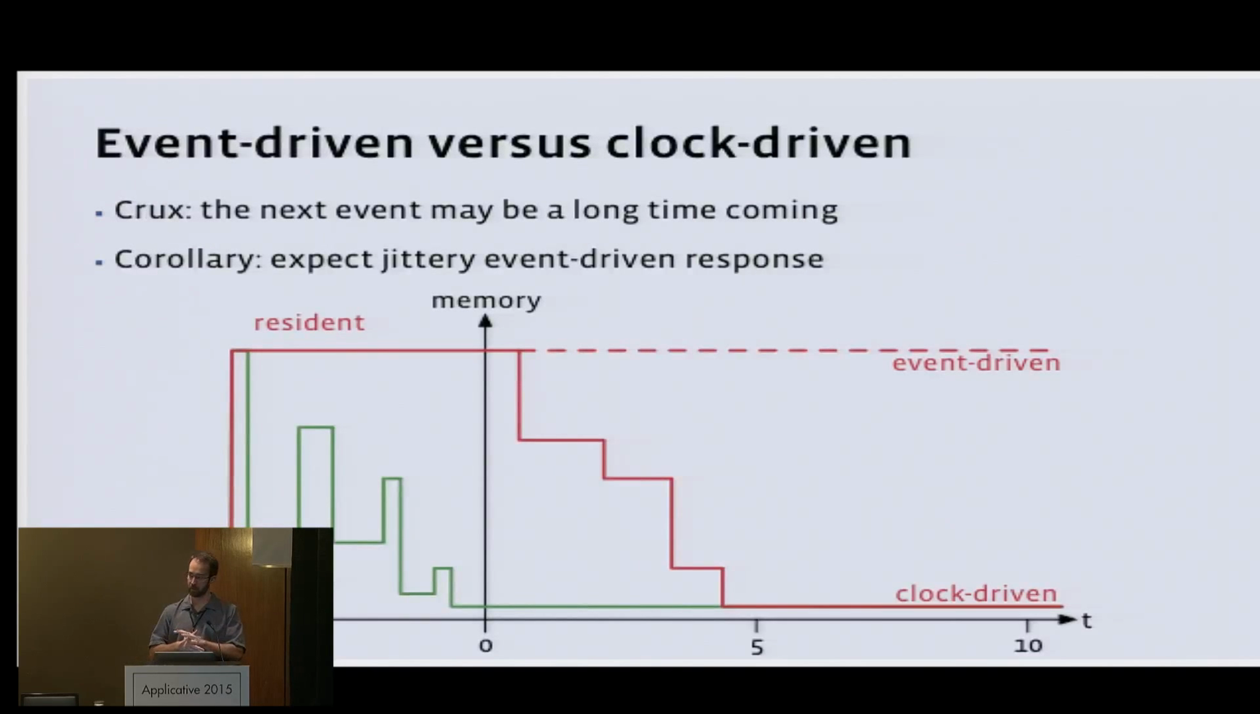I mentioned a little bit ago the problem of event-driven versus clock-driven. If you're doing event-driven purging, you may never get that next event, and so your memory usage can stay high indefinitely. And a corollary to that is that in the best case, you're going to have a lot of jittery behavior where your timing is not very precise, and so you can't have a very smooth decay.